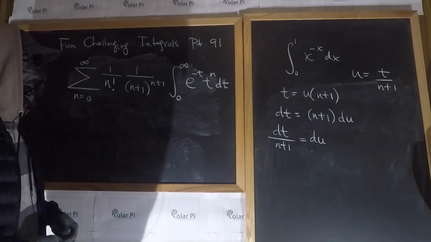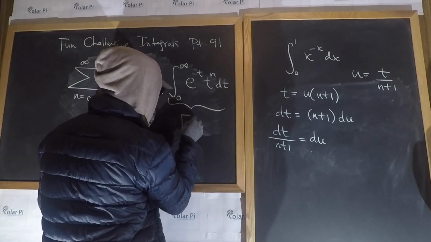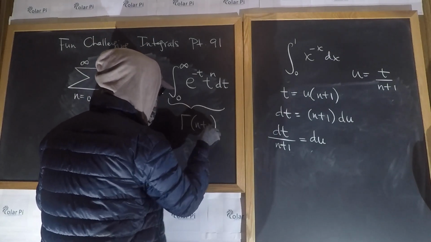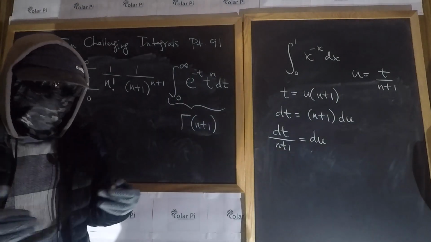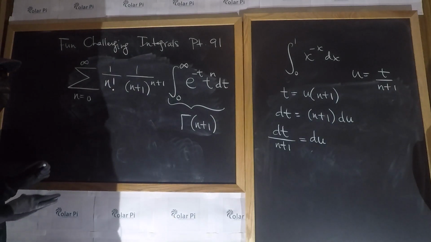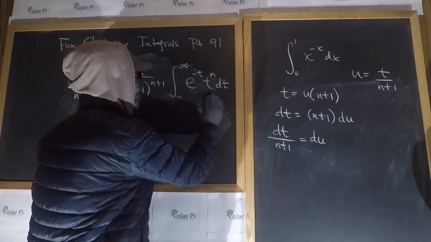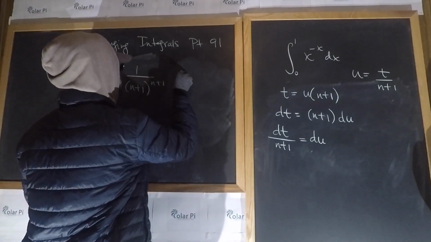Okay, what is it? Yeah, so I have videos on the gamma function, but this is gamma of n plus 1 by definition. And gamma of n plus 1, as I showed in those videos, is n factorial. So what I'm saying is that this here, the integral part, is n factorial.